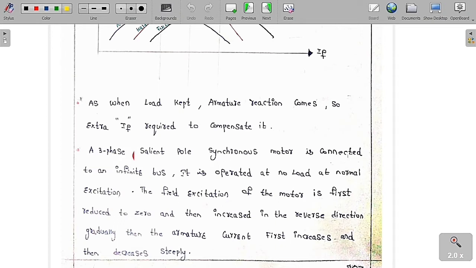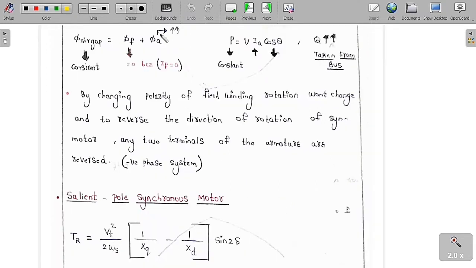Therefore, a three-phase salient pole synchronous motor is connected to an infinite bus. It is operated at no load at the normal excitation. The field current of the motor is first reduced to 0 and then increased in the reverse direction gradually. Then the armature current is going to first increase. Whenever you decrease the excitation, you have to see only the lagging region. Therefore it is going to increase first and then decrease steeply. Then we can say that the resultant air gap flux.